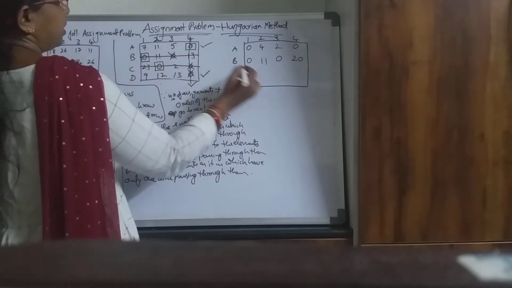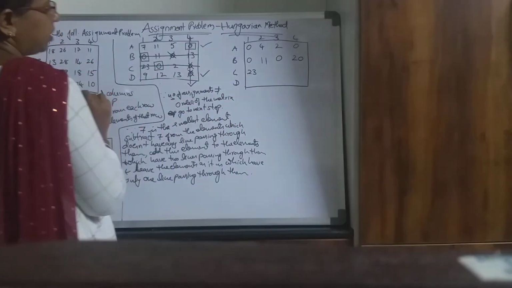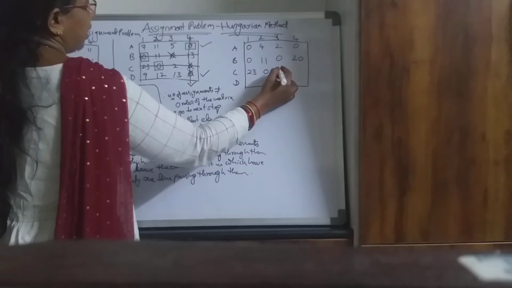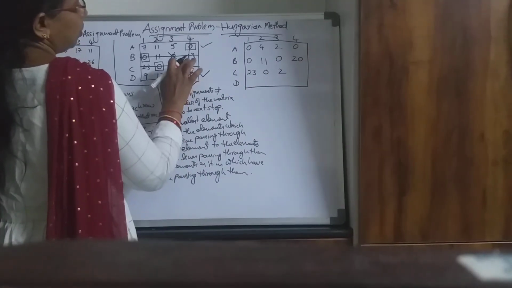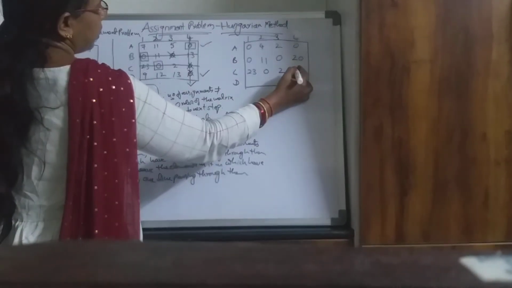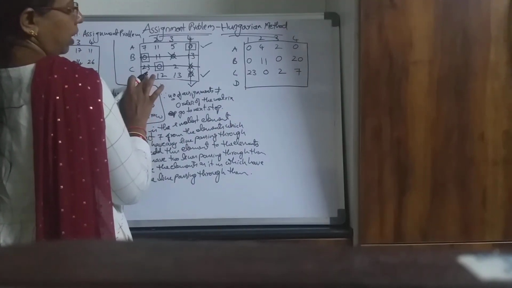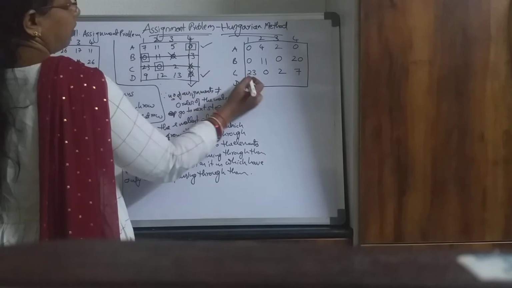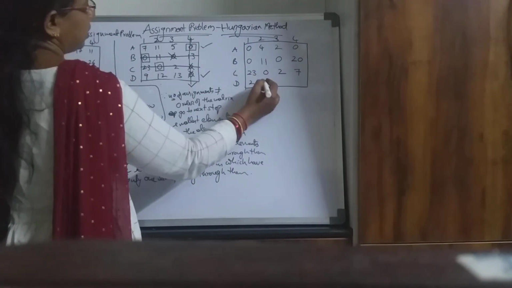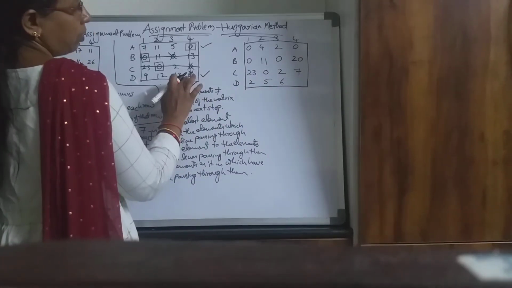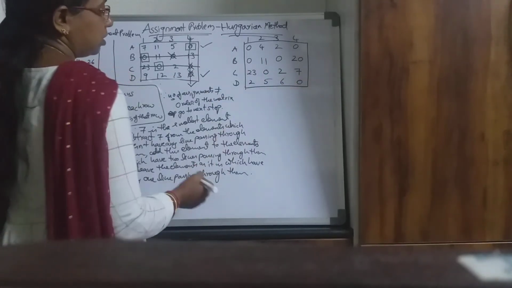Third row, 23 is having only 1 line, I am writing it as it is. 0 is having 1 line, as it is. 2 is having 1 line, so I am writing it as it is. This 0 is having 2 lines, so 0 plus 7, 7. Then the last row, it doesn't have any line. So 9 minus 7, I should do 2. 12 minus 7, 5. 13 minus 7, 6. This 0 is having only 1 line, so I will write that as it is.